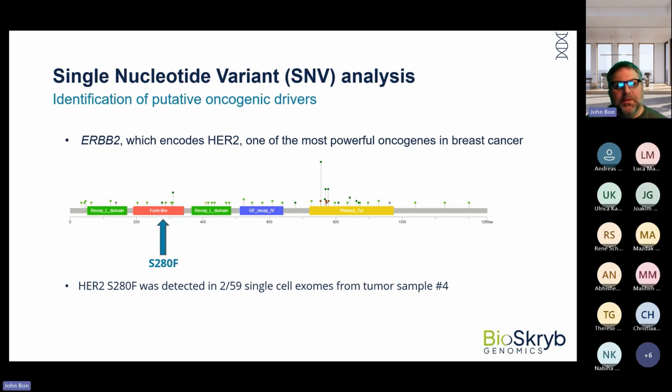One patient I want to mention, patient 4, was diagnosed as HER2 negative and was put on a treatment. And when we looked at the single cells, about close to 60 cells, we saw 2 of the cells had a deleterious mutation in HER2, which, if the oncologist had known about this, would have changed the course of treatment. And that's what this is all about at the single cell level.